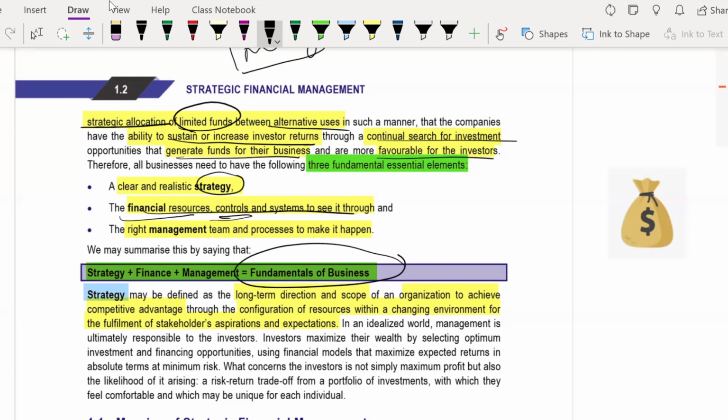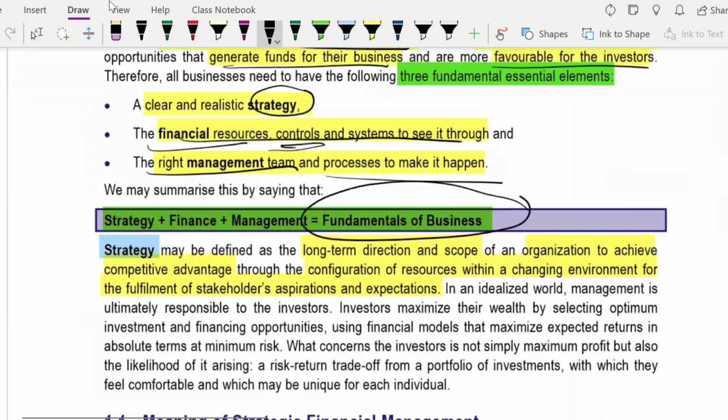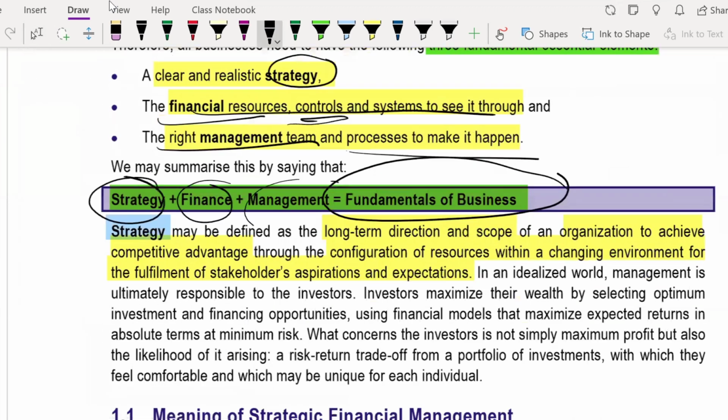And the third very important thing is a person who has a very clear vision, the right management team, and the processes you will need to make it happen. So the first is a good strategy, second is financial resources, and the third is the right management team and good processes to help you achieve your goal. All these 3 make up the fundamentals of business: strategy, finance, and management. This is how our subject name has come, strategic financial management. So this is the fundamentals of business.